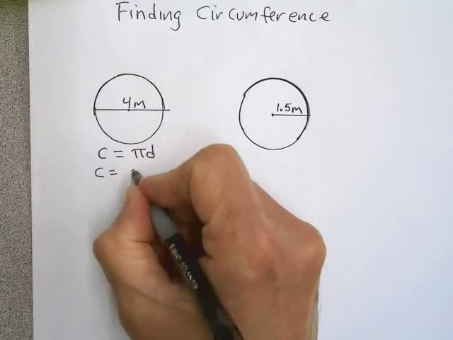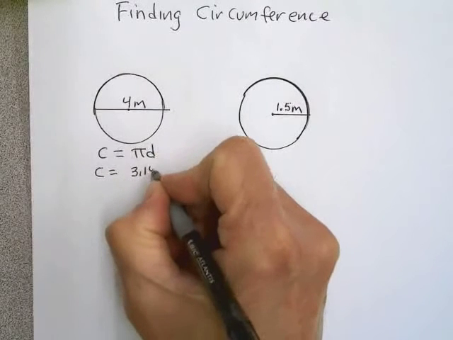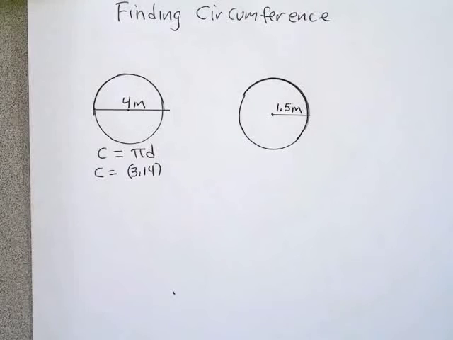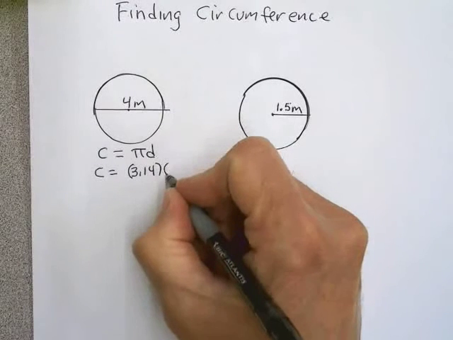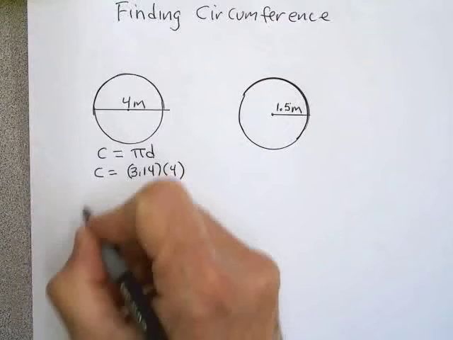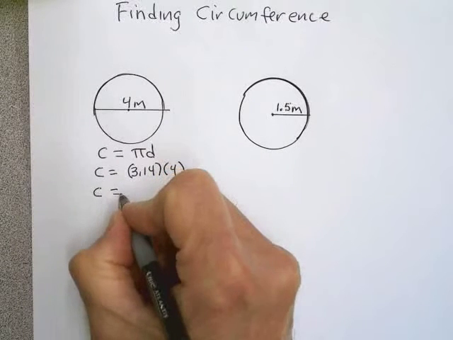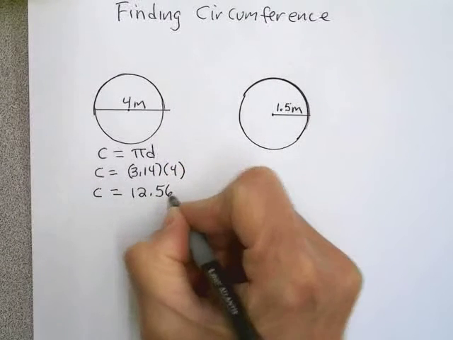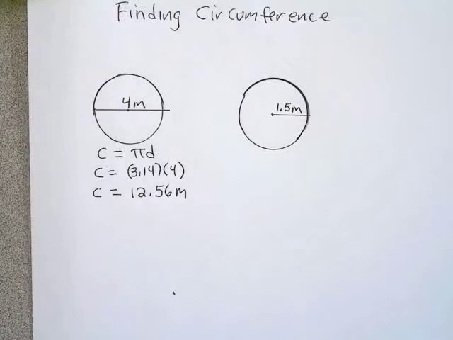For pi, we're going to use 3.14. And you should always use 3.14 unless you're told otherwise. And we're going to multiply that by the diameter, which is 4. And this would be an appropriate place to use a calculator. And so circumference here is going to equal 12.56 meters. And that would be the circumference of that circle.